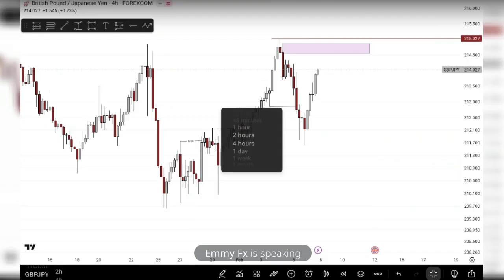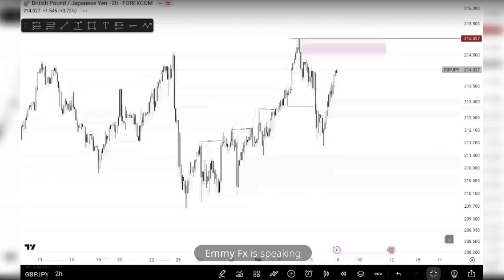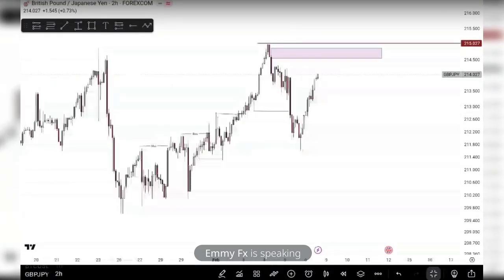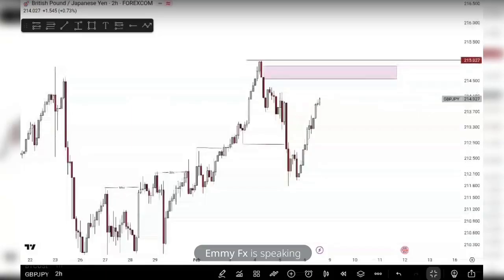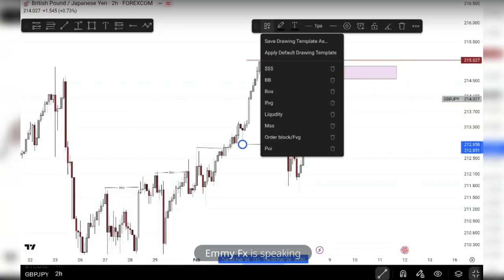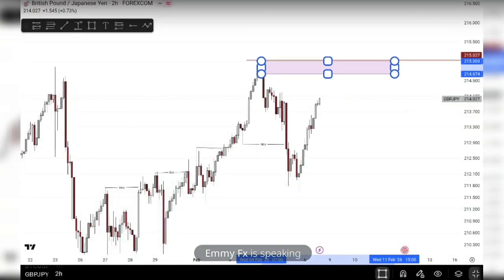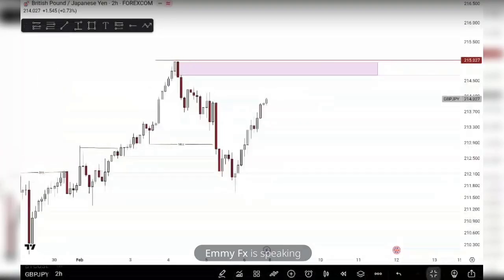Let's move to the 2-hour time frame. In the 2-hour time frame, as I said, we are having a market structure shift from here. So this is another block which is currently stating here. Now here serves as liquidity.